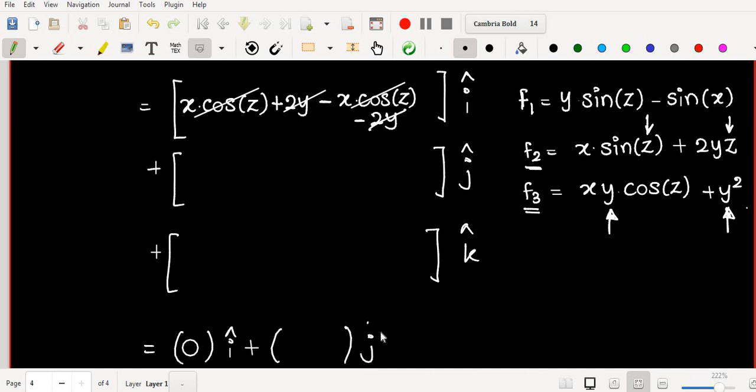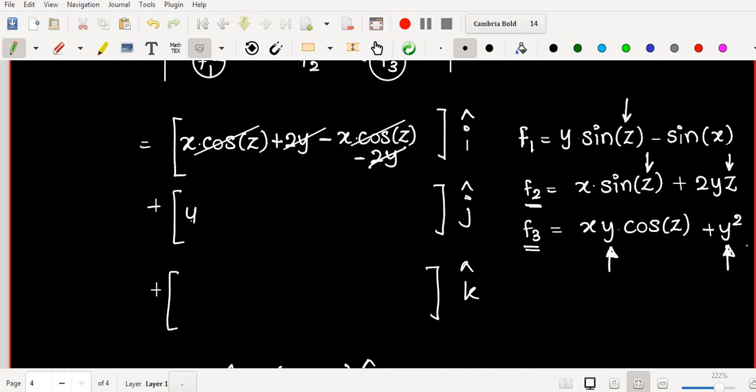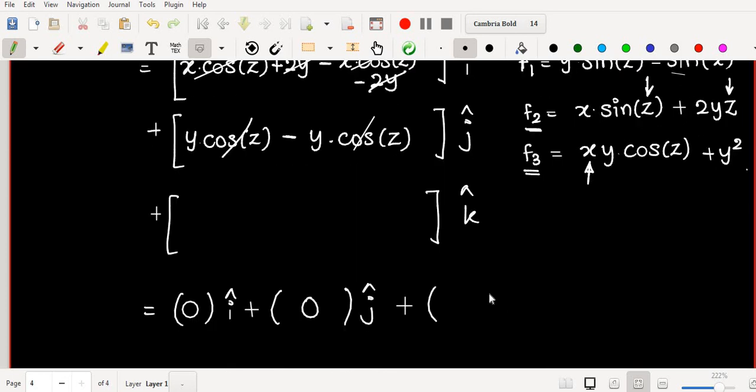Now, to find coefficient of j bar, we need to differentiate f1 with respect to z and f3 with respect to x. So it is y cos z. The derivative with respect to z will be 0. Then partial derivative of f3 with respect to x. So we take minus y into cos z as it is. Derivative of x will be 1. Again these two terms will get cancelled. So we got 0 j bar.